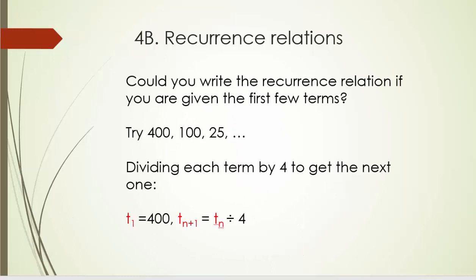Okay, could you do it the other way around? So could you write a recurrence relation if you are given the first few terms? Now look at this one. The sequence is 400, 100, 25. So t1 is 400, t2 is 100, and t3 is 25. You're dividing each term by 4 to get the next one. So what you would write if you were asked to write that sequence as a recurrence relation is t1 equals 400, tn plus 1 equals tn divided by 4.